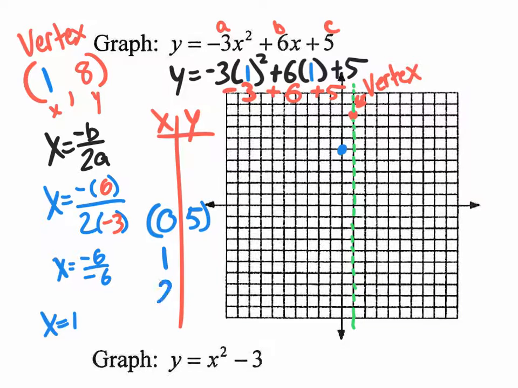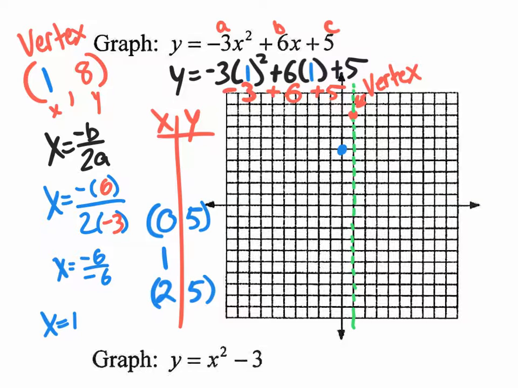Would it be a good idea to plug in 2? No, it would not. Why not? Check this out. If I plug in 2 and I do all this work, 2 squared is 4. 4 times -3 is -12. -12 plus 6 times 2, which is 12. And then plus 5, that'd be 5 as an output. That was a lot of math to find out that the output's 5.